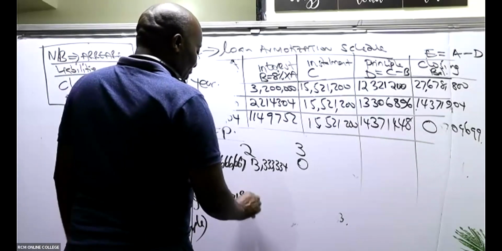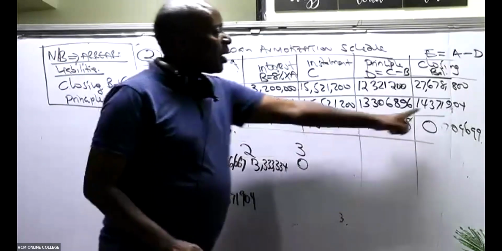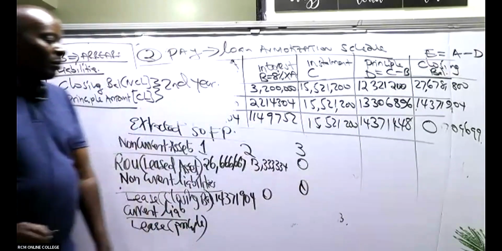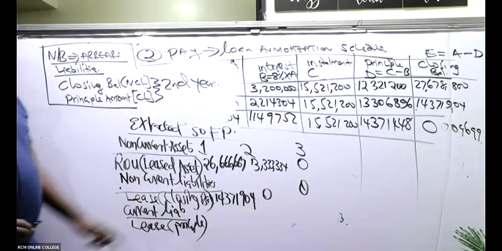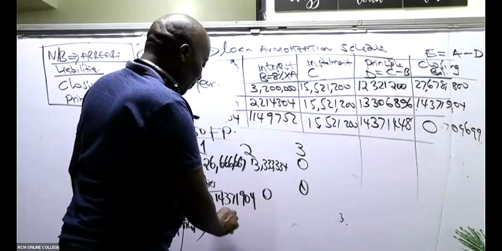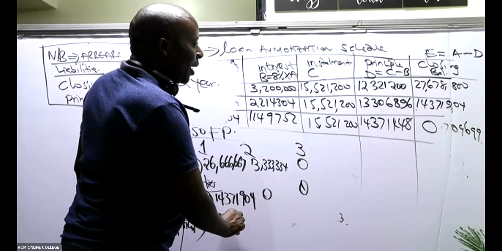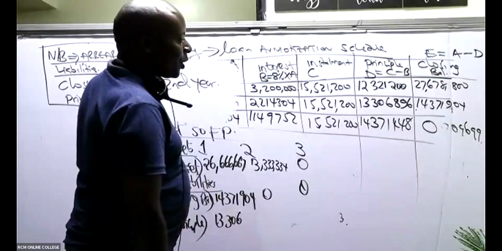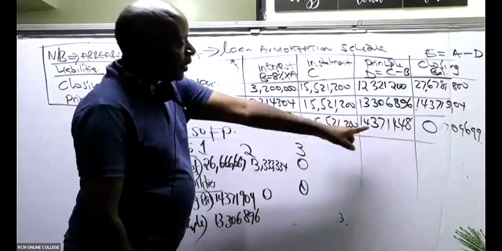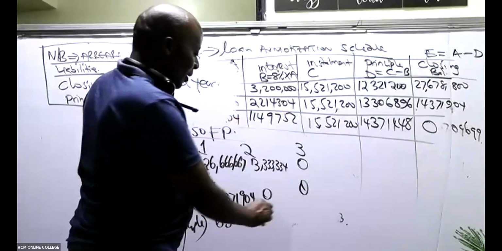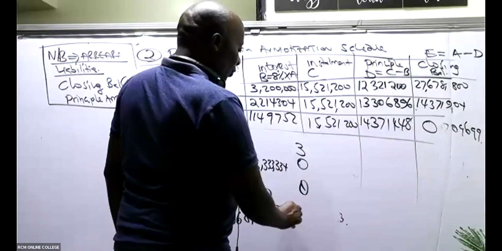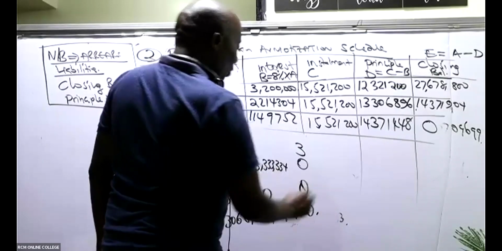Kwa hivyo kumaanisha hapa lease, hapa itakuwa ni 14,371,904. Naanzia hapa. Hii hapa ni 0, kumaanisha hata ingine itakuwa 0. Na pia principal amount, unakuja kwa principal amount unaanzia year 2. Unasema 13,306,896, and then this one here, una ignore always year 1. 14,371,448. The other one is 0 because there are 3 years.